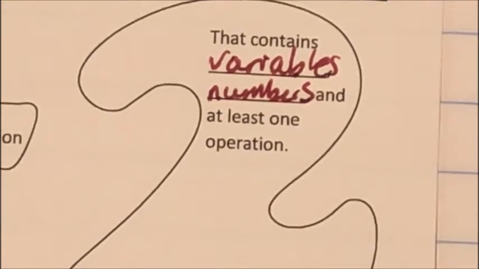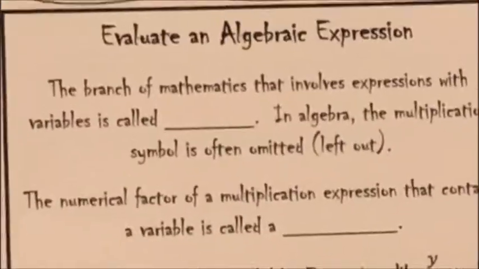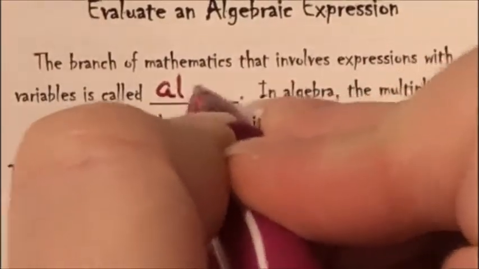Okay, so we can do a couple of things with algebraic expressions. We can write them and we can evaluate them. So the first thing we're going to talk about is evaluating an algebraic expression. The branch of mathematics that involves expressions with variables is called algebra.